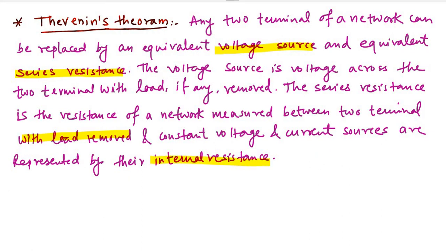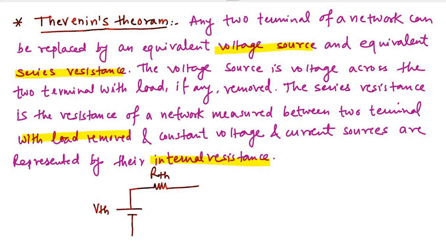So what is the meaning of Thevenin's statement? Any complicated network which has many sources, voltage sources and current sources, and many resistances can be replaced by a single voltage source, and that voltage source is called VTH, the Thevenin's voltage, and a single resistance which is connected in series with the VTH, called RTH, the Thevenin's resistance.